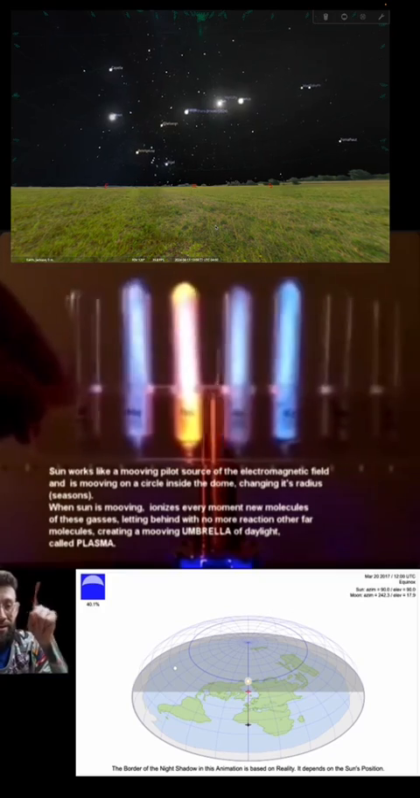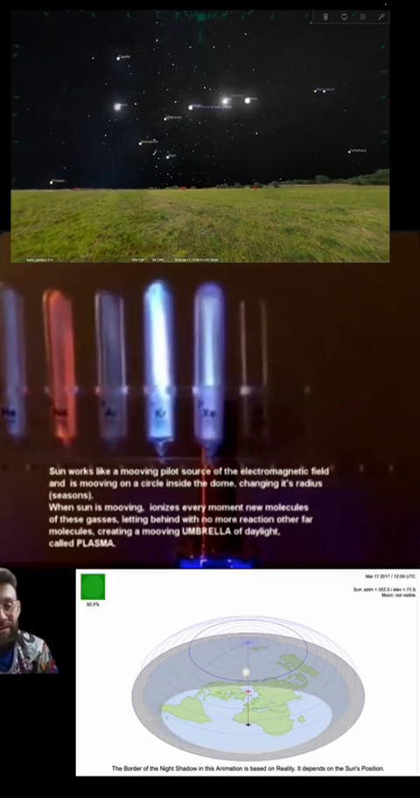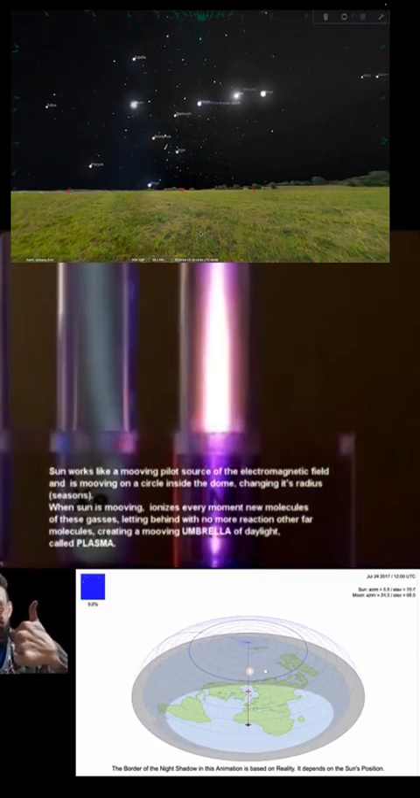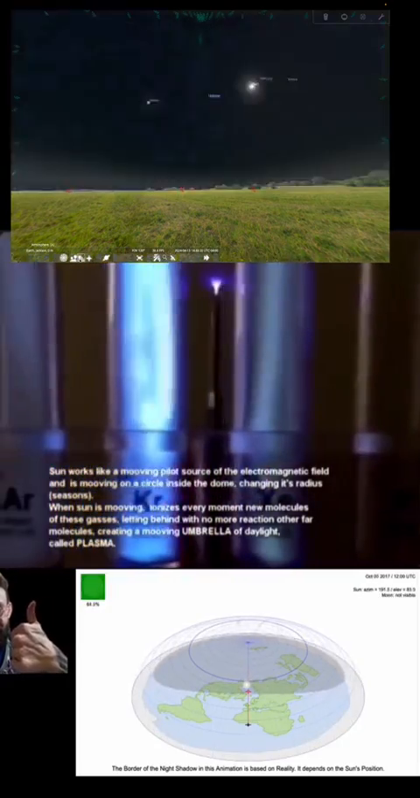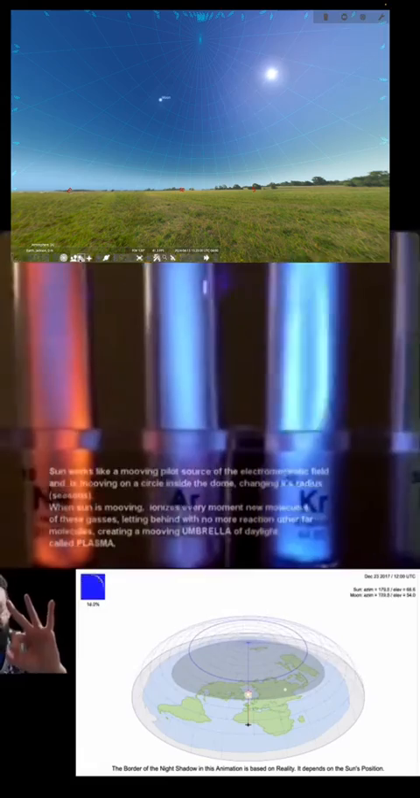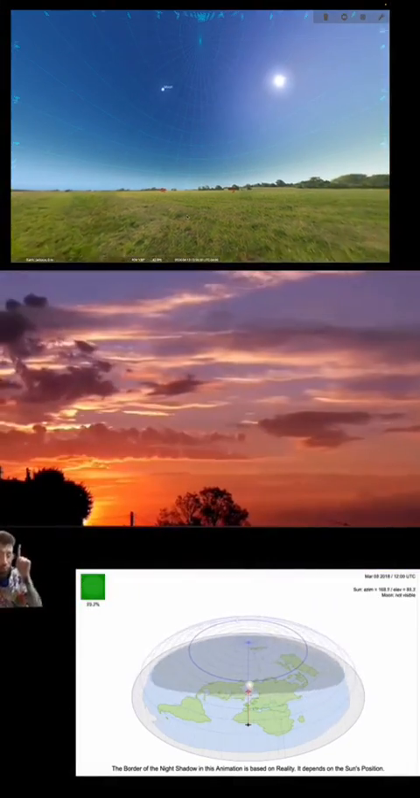When the sun is moving, it ionizes all of the molecules in these gases, and it lets this reaction take place in the molecular level of the atmosphere, and it creates an umbrella of daylight called plasma.